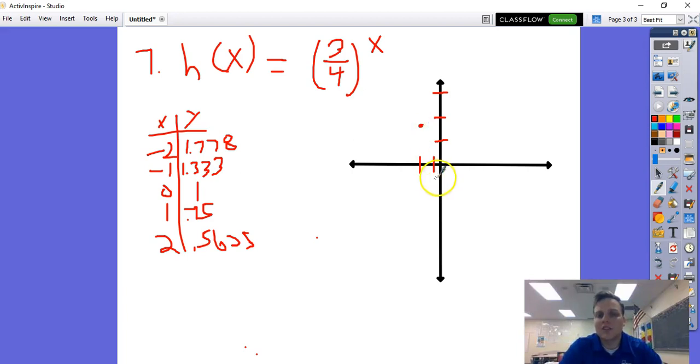Again, we're sketching. At -1, 1.33, so about right here is fine. At 0, it's 1. And then at 1, it's 0.75, so that's 3/4 of the way up. At 2, 0.5625, so that's just over half of the way up.